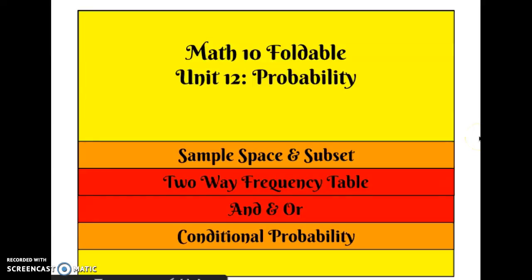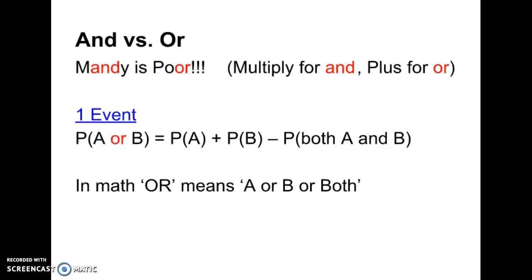Okay, today we're gonna talk about the third tab in our foldable, which is "and" or "or," which is on probability, and we're gonna focus on that today. It can be a little bit tricky with the "and" statement, so again, write all the notes down. You'll have some questions throughout the foldable that you'll have to answer that are multiple choice.